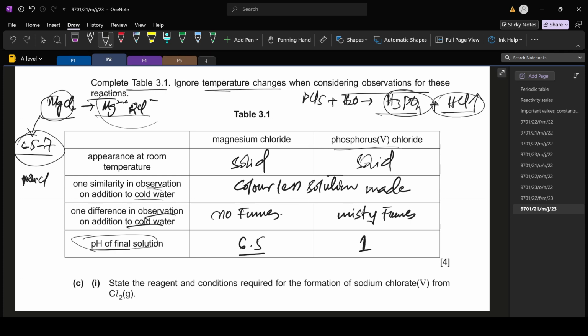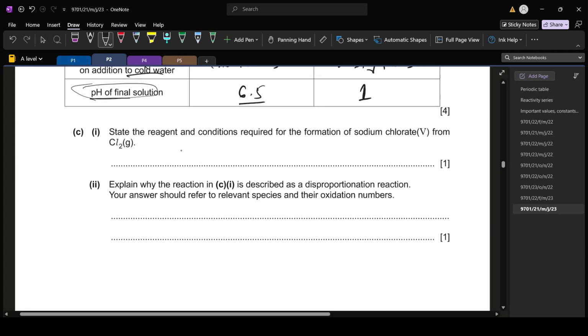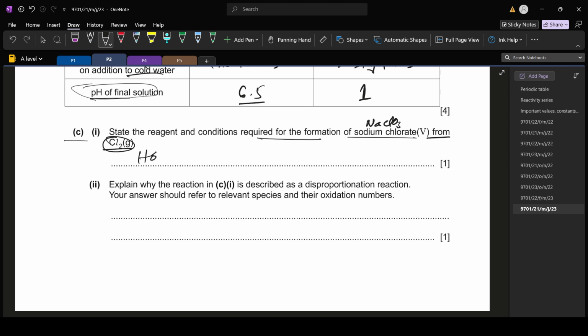Okay. Now part C: state the reagents and conditions required for the formation of sodium chlorate(V), which has a formula of NaClO3, from chlorine. If you react hot sodium hydroxide with chlorine, it will form sodium chlorate(V). So hot aqueous sodium hydroxide, this is your reagent and conditions.